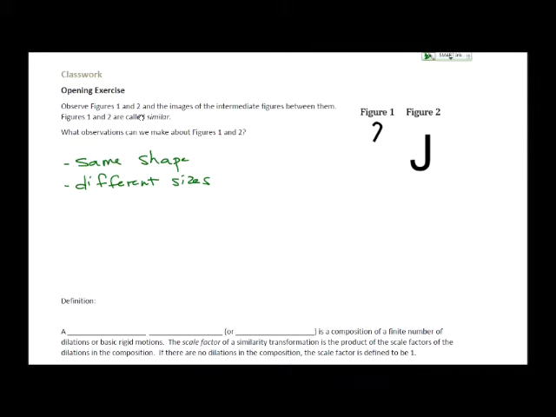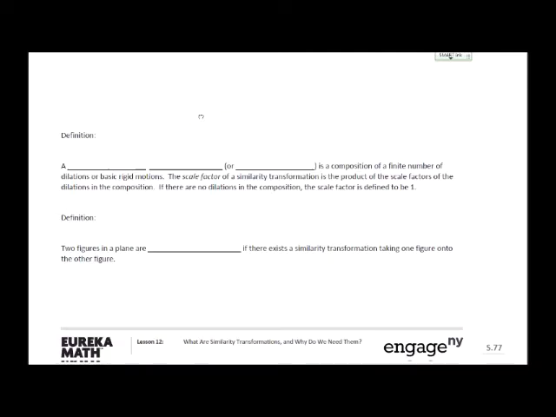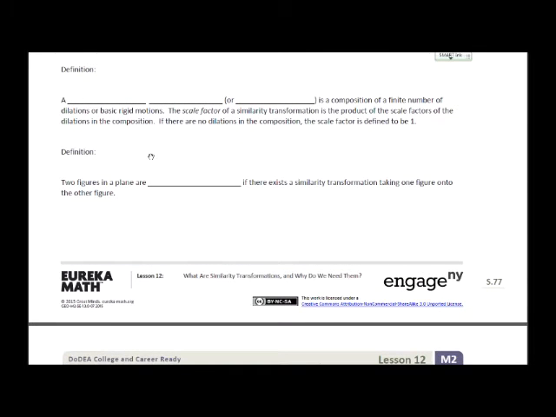And for me, that's kind of the working definition that I use for similarity. It's not the actual definition, it's just how I think about similarity, meaning they're the same exact shape, but they have different sizes. Okay. Now down here we have the definition of similarity. A similarity transformation, or simply put, a similarity, is a composition of a finite number of dilations or basic rigid motions.